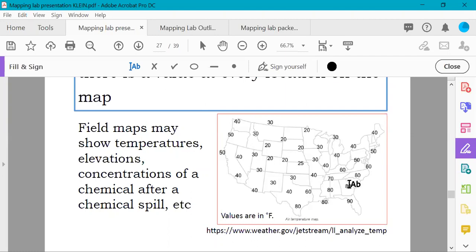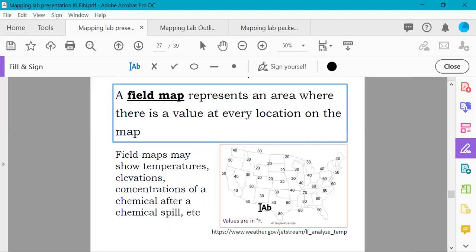So if this number here says 80 and that says 90, you could interpret maybe there's an 81 a little bit south of the 80, for example. So you would go through an interpretation. But that's what a field map is. It's any map where there's a value of something. So in this case, it's a temperature field map.